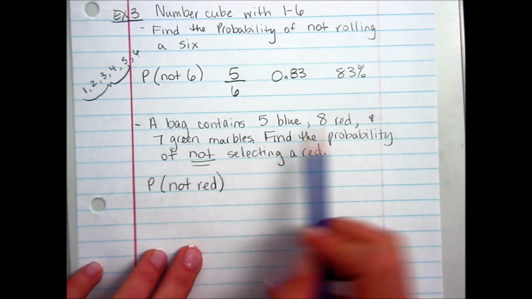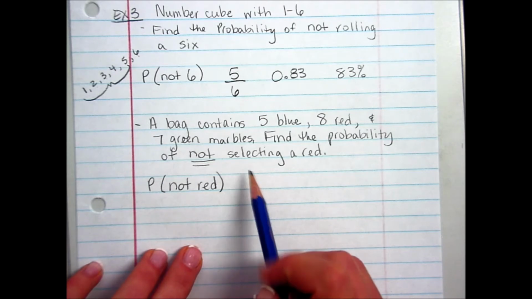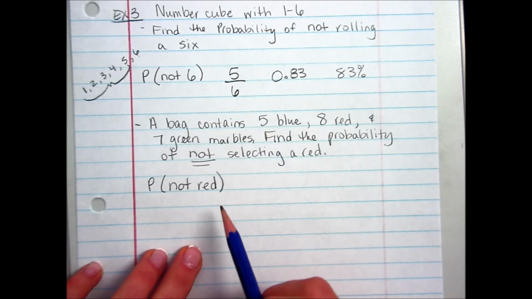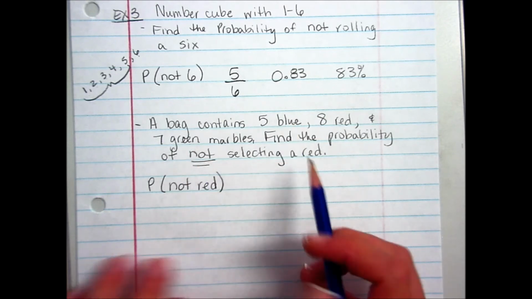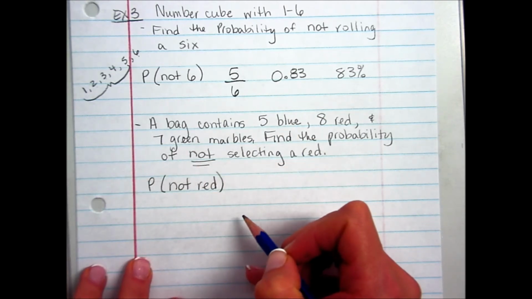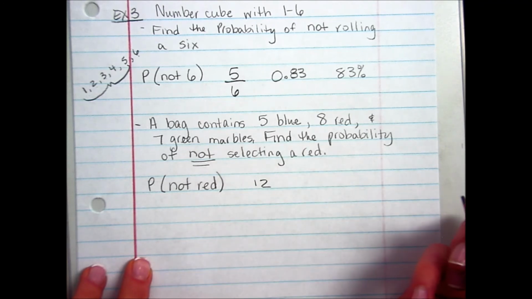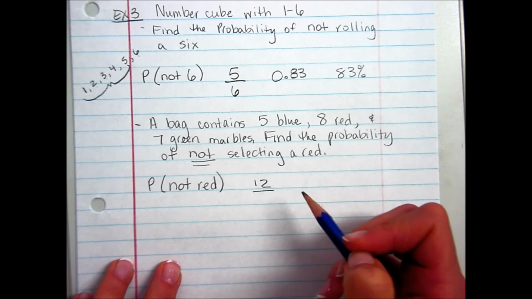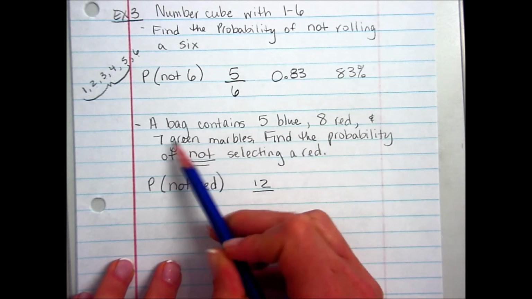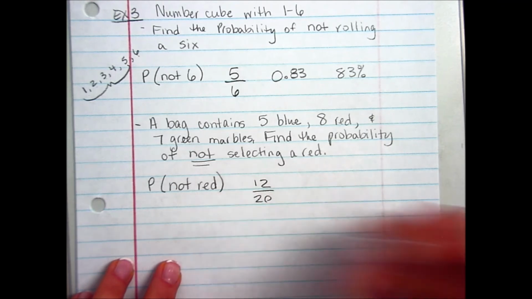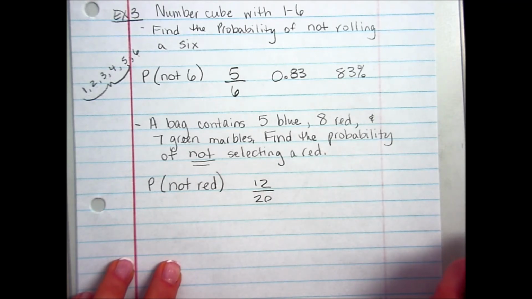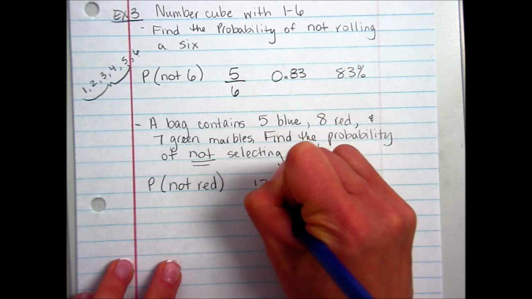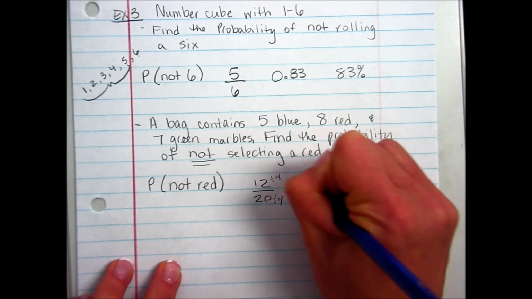Okay, so then I look back at my numbers. I have 5 blue, 8 red, and 7 green. Well, which ones are not red? Blue is not red, green not red. So if I have 7 plus 5, I get 12. So 12 are not red. That's favorable. That would make me happy. And then the total amount of marbles I could choose, I would have to add 5 plus 8 plus 7. So there's 20 total marbles to select from. And then I need to simplify this. So we'll divide by 4 to reduce and get 3/5.